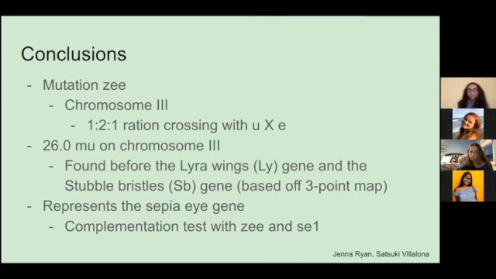Based off the data we collected in our lab, we can conclude that our mutation Z is on chromosome 3. We can conclude this because of the 1 to 2 to 1 ratio when crossing U and E. As we saw previously, you can see that our mutation is located 26 map units on chromosome 3, which is found before the Lyra wings gene and the stubble bristles gene. And this represents the sepia eye gene, which is also determined with our complementation test between the Z and the SE1.